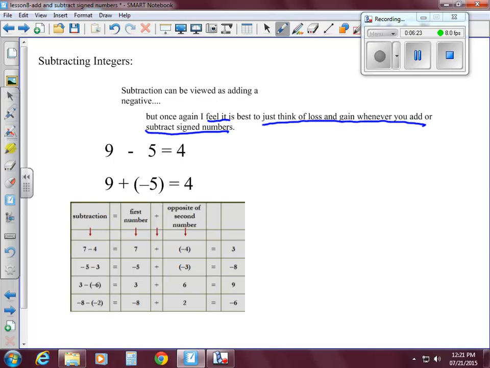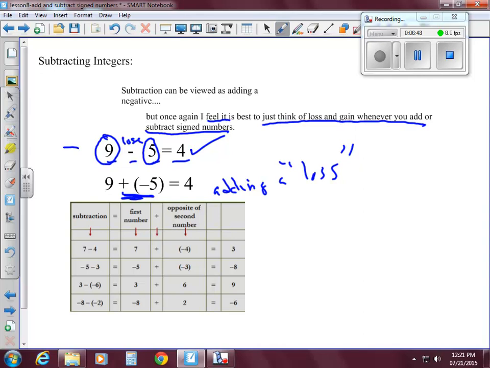So think about this. When you say 9 minus 5 is 4, well, if you have $9 and you lose 5, of course you're going to have 4 left, right? And just know that 9 minus 5 is the same thing as 9 plus negative 5. Again, adding a loss. Adding a loss of 5, the same thing as subtracting 5. So just bear in mind that subtraction and adding a negative are the same.